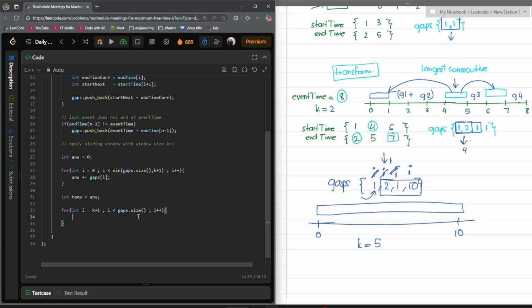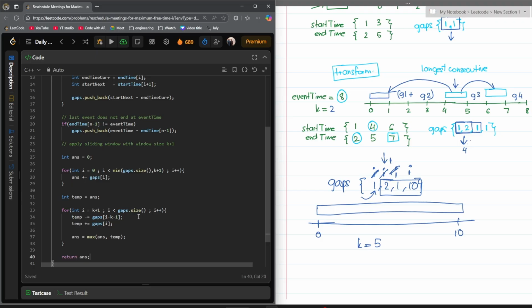Again, purely observation. So I will say temp minus equal gaps of i minus k minus 1. This is the element that is exiting my window, and then what's being introduced? Temp plus equal gaps of i, because I'm currently at i. Now I need to keep track of whatever is the maximum. So if temp becomes greater than the answer, then you update the answer. At the end, you just return the answer.